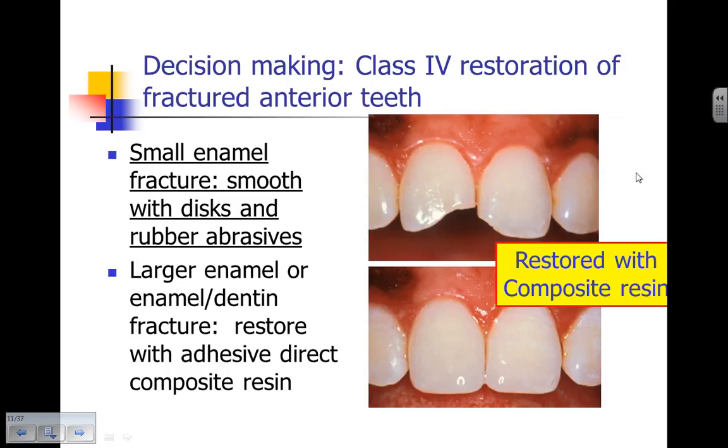And so the small enamel fracture can be smoothed with discs and rubber abrasives. For the larger Class 4 fracture, as we see here, to teeth number 8 and 9, we can restore them with a direct composite resin to create what I refer to as invisible restorations.